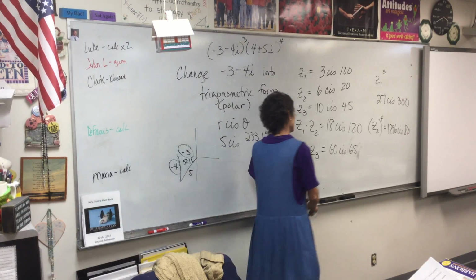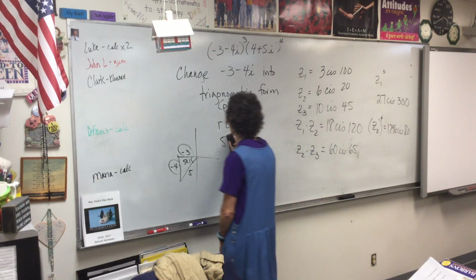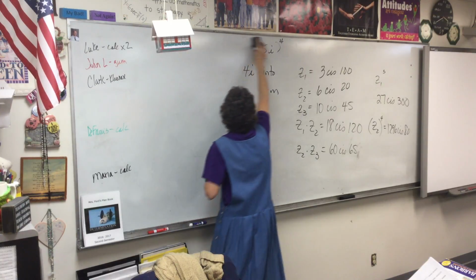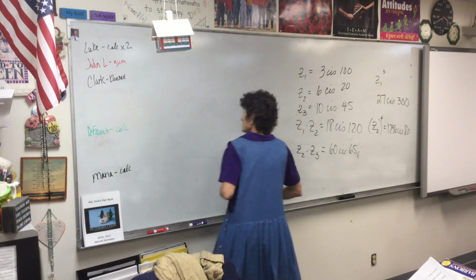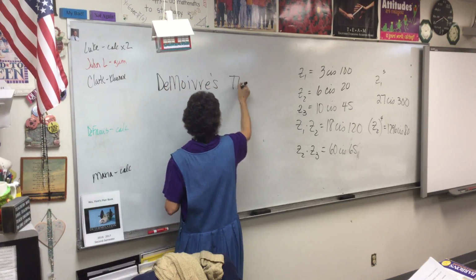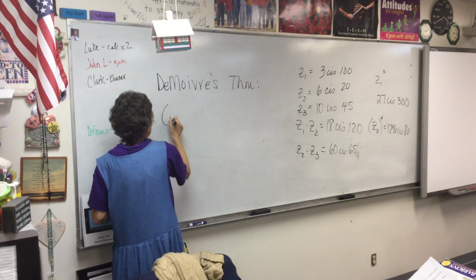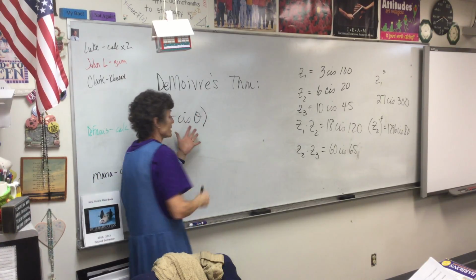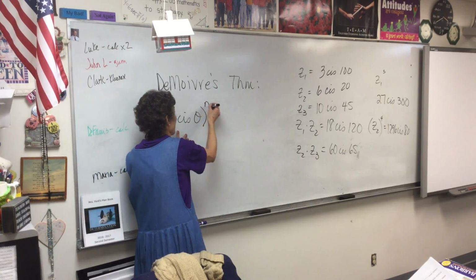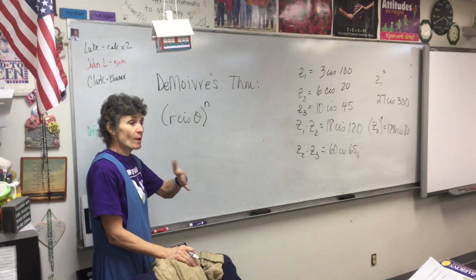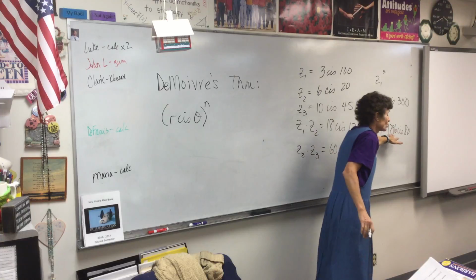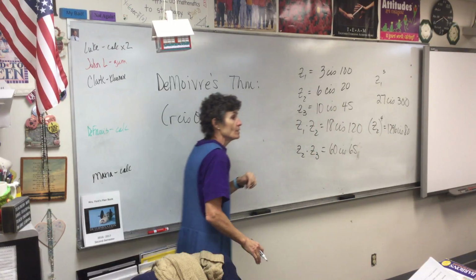What you are using is one of the most awesome theorems in mathematics. It's called de Moivre's theorem. And de Moivre's theorem says that if you want to raise a number in polar form to a power, all you have to do is what? You've done 2 of them. Tell me, what did you do? How did you get this 1296? What did you do?